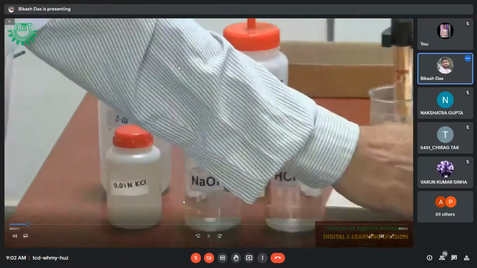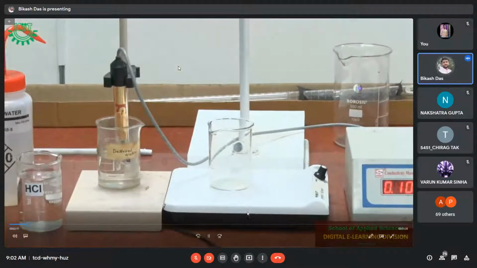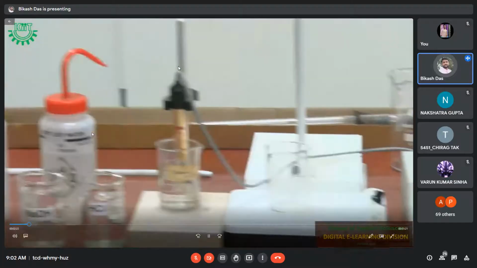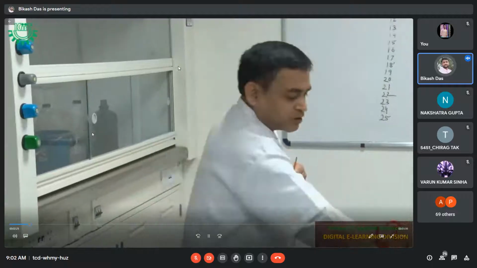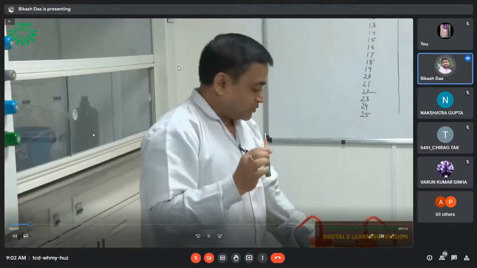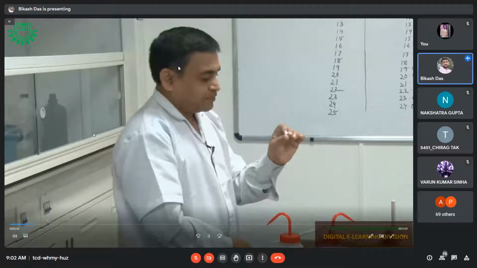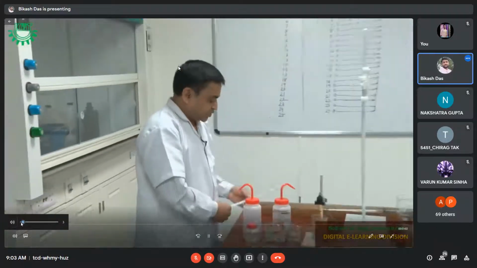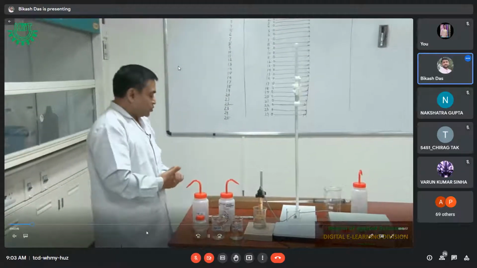Then this is our magnetic stirrer, and you can see one electrode is also there. I'm not going through the electrodes because I hope you must have read the details about the electrodes in your theory chapter, that is, in electrochemistry, where you must have read about the different types of electrode. Now directly let's start the experiments.